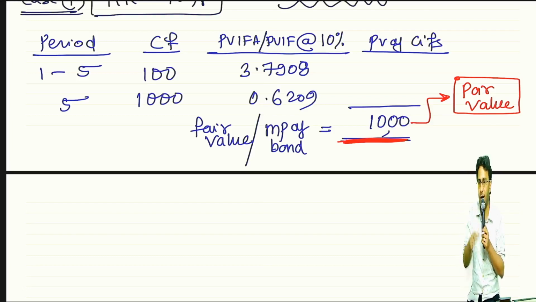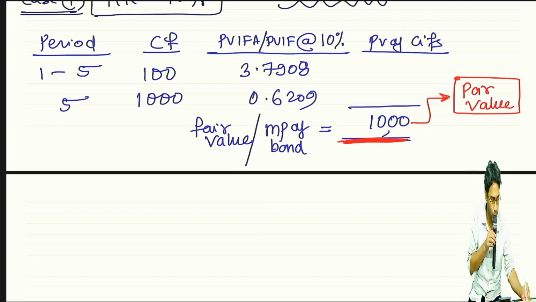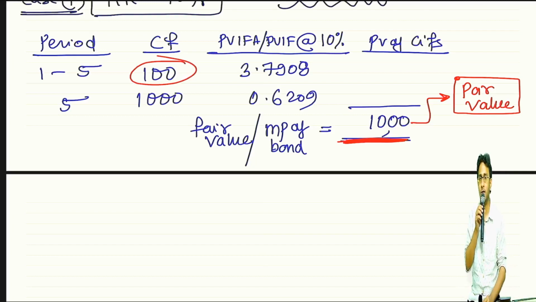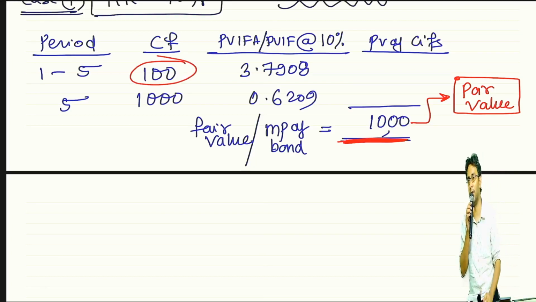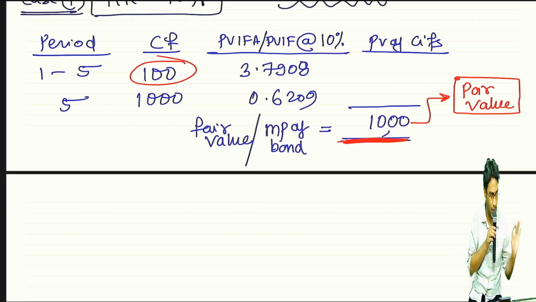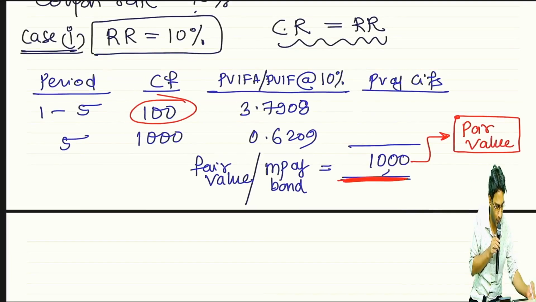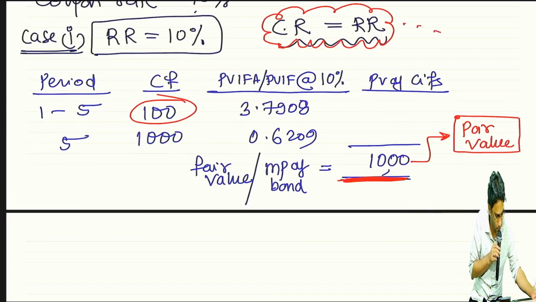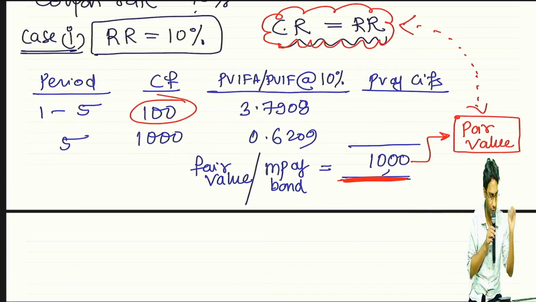His required return equals his actual return, and the return comes entirely in the form of coupons. Sir, what about maturity value? He will get the maturity value, but there will be no maturity gain, because you invested 1000 and you receive 1000. So there is nothing much to discuss. The bond will trade at par value. That's what you have to remember: when coupon rate and required return are both the same, the bond will trade at par value. This is the observation you have to remember.